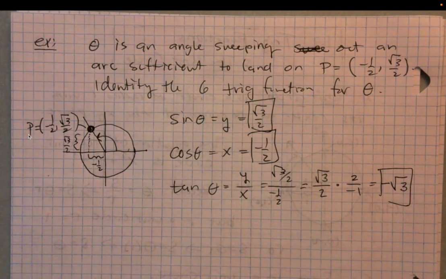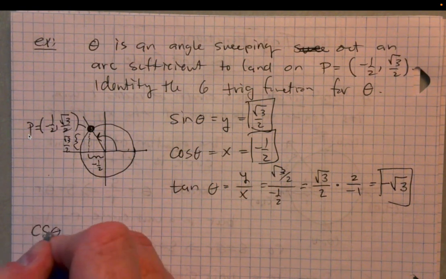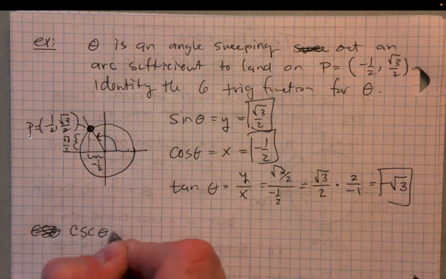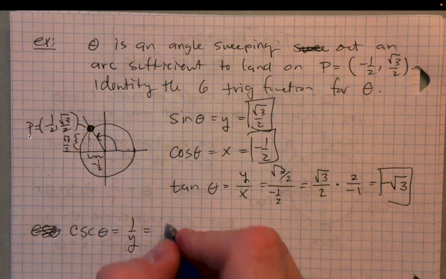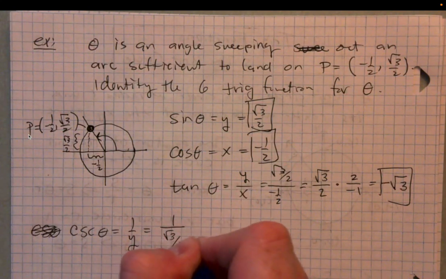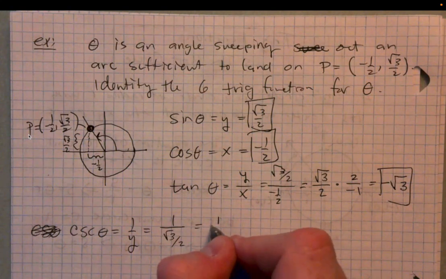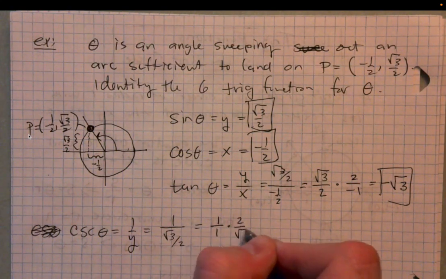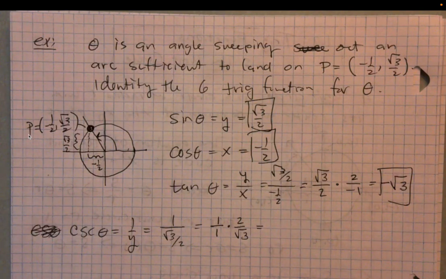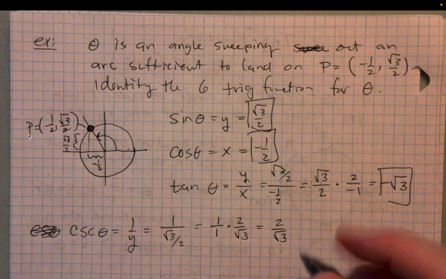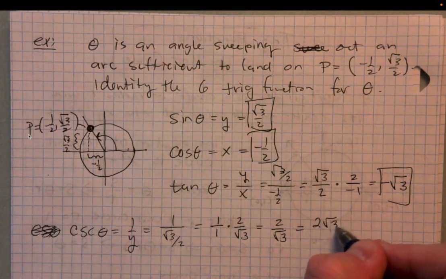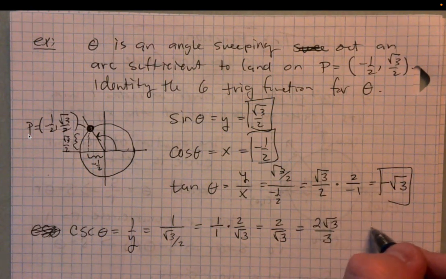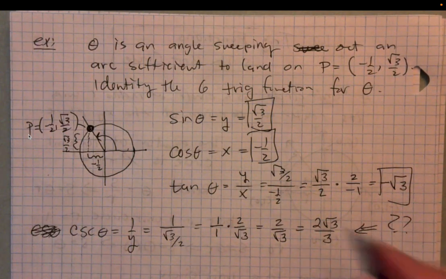What about the secondary ones? So cosecant. Cosecant of theta, we know that's 1 over y, right? And so that's going to be 1 over the square root of 3 over 2. Which means you can think of that as 1 over 1 times 2 over the square root of 3. And so you get 2 over the square root of 3. We'll talk about this in a second, but this 2 over the square root of 3 is actually equal to 2 square root of 3 over 3. And we'll get to why that is in a moment.